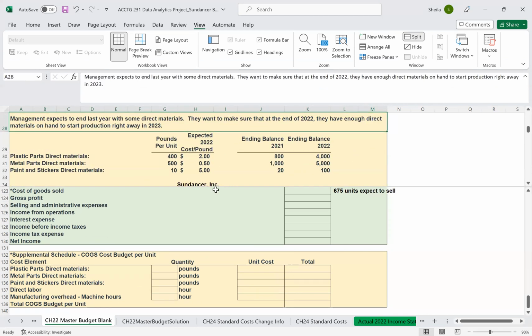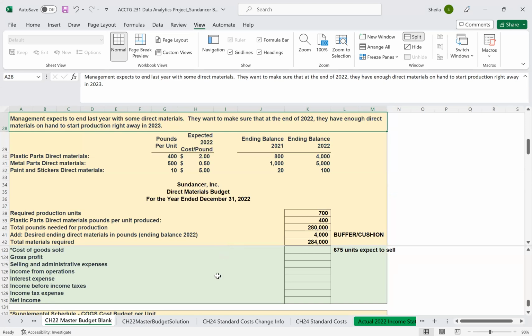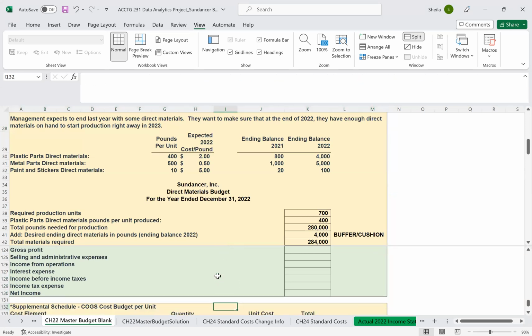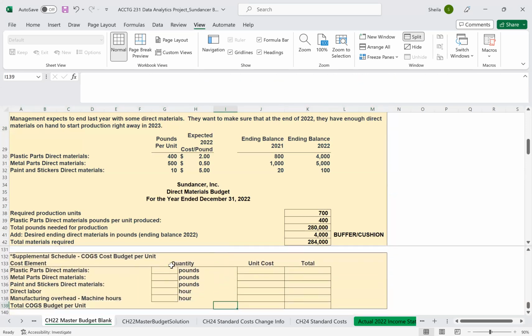I'm going to use this information here. Okay. So just trying to arrange this just a little bit. All right. So plastic parts, it takes 400 pounds per unit. The cost is $2 a pound. And then I take my $2 times my 400, and my cost is $800 in plastic parts.